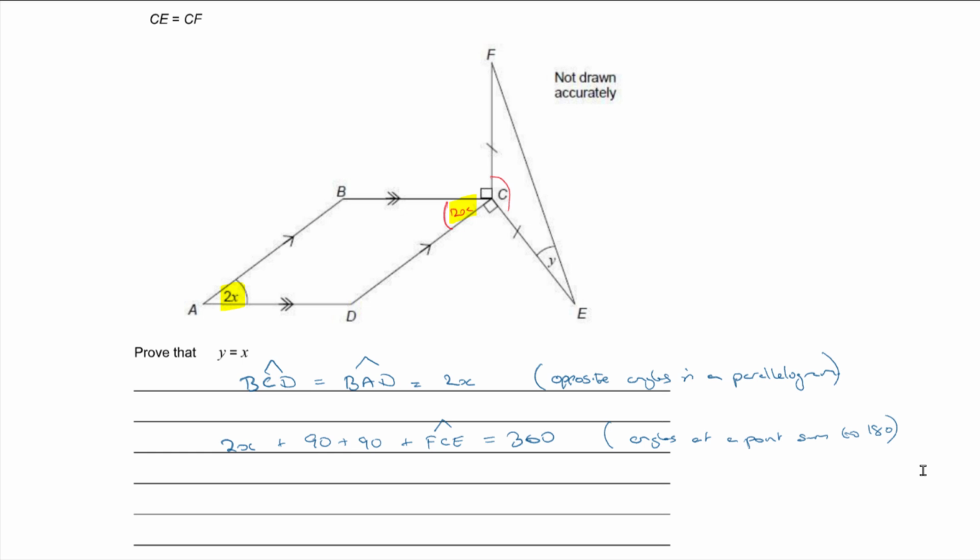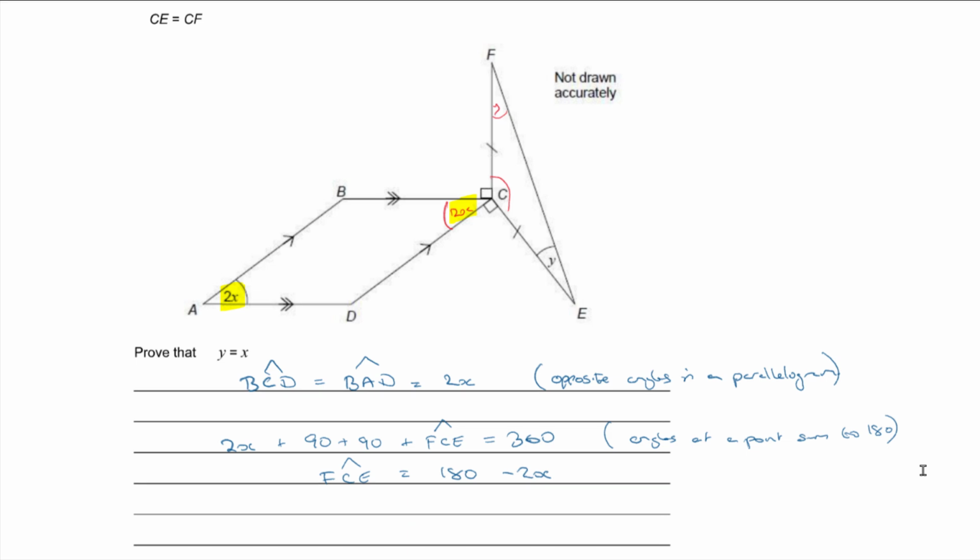Okay, so then just tidying that up, I'm going to say that angle FCE is equal to, taking those 290s away from 360, that's going to give me 70, and then taking the 2x to the other side, I'm going to get FCE equals 70 minus 2x. Okay, and then that triangle there is isosceles, isn't it? So in isosceles triangles, base angles are equal. Okay, so that one up there is also y.